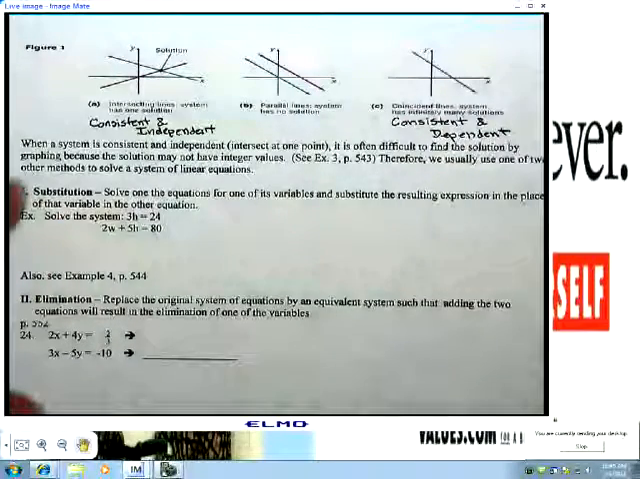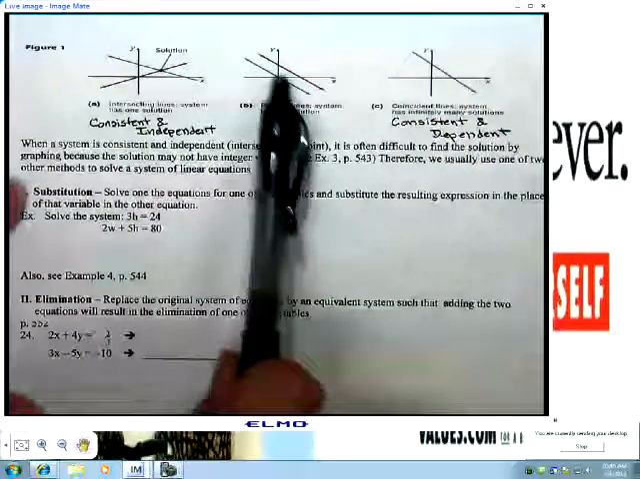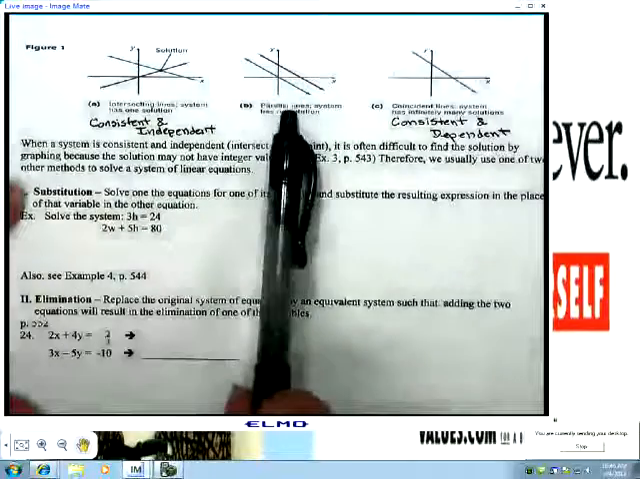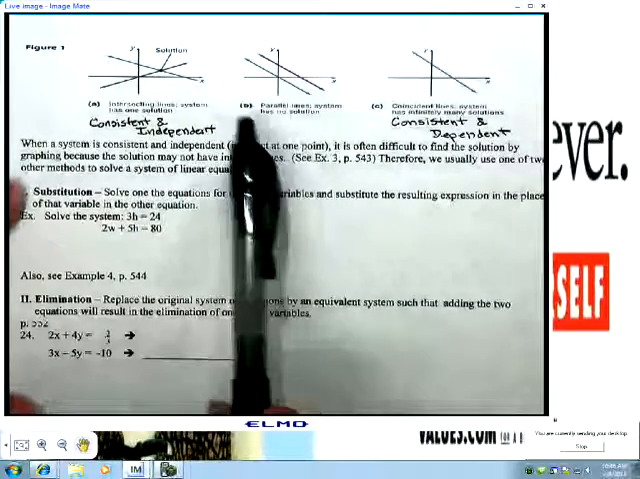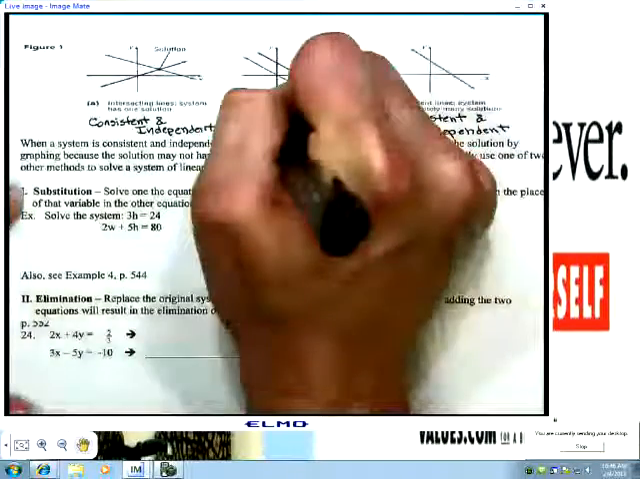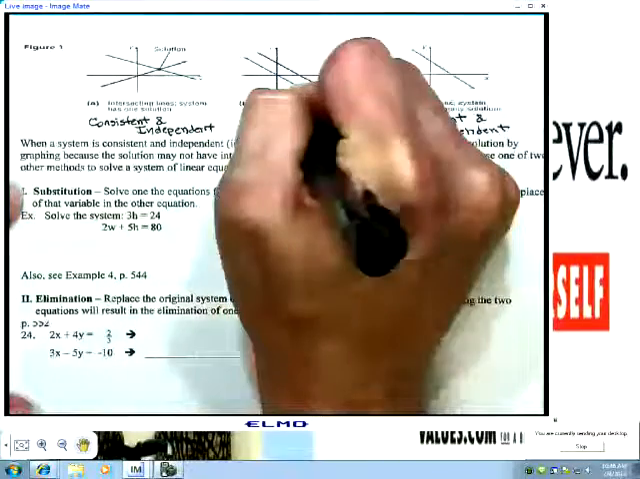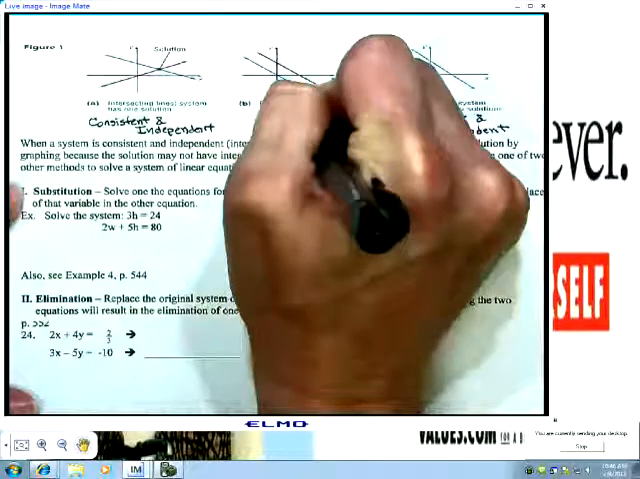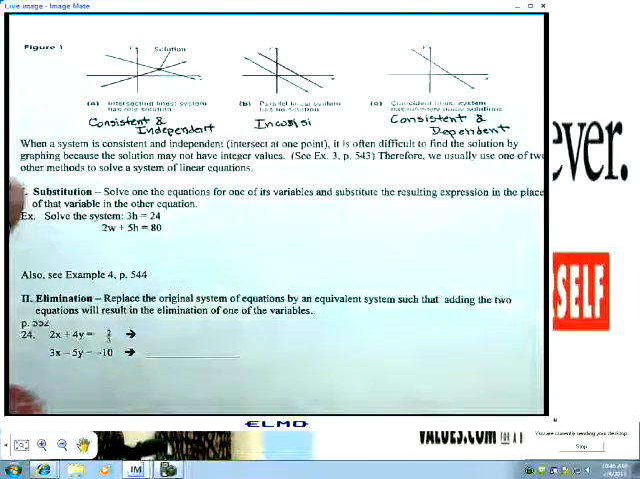Is there any solution? No. If they don't cross at all, there's no solution, and that's inconsistent. It's the only case that a system is inconsistent.